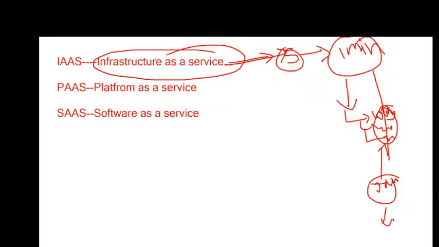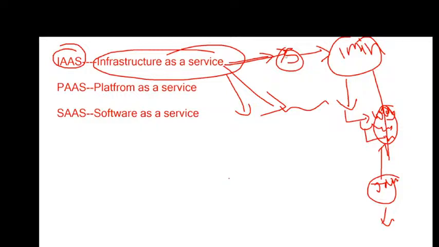Clear? For example, after 1 year your business is not good. Then go and destroy it at this moment. Whatever we have consumed until then, just pay for that. That is infrastructure as a service.